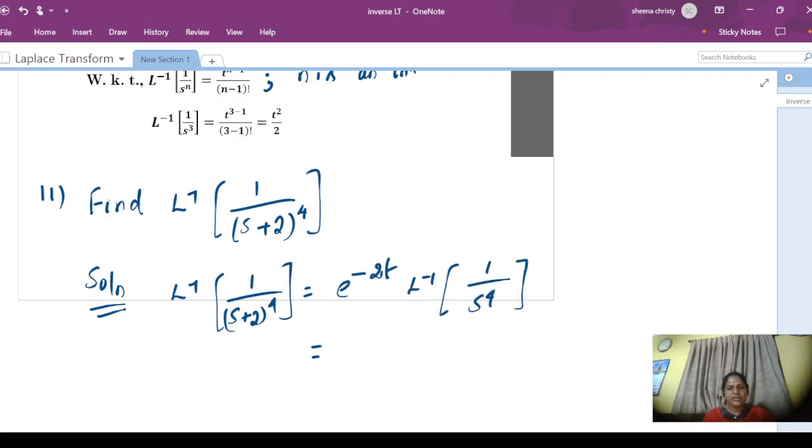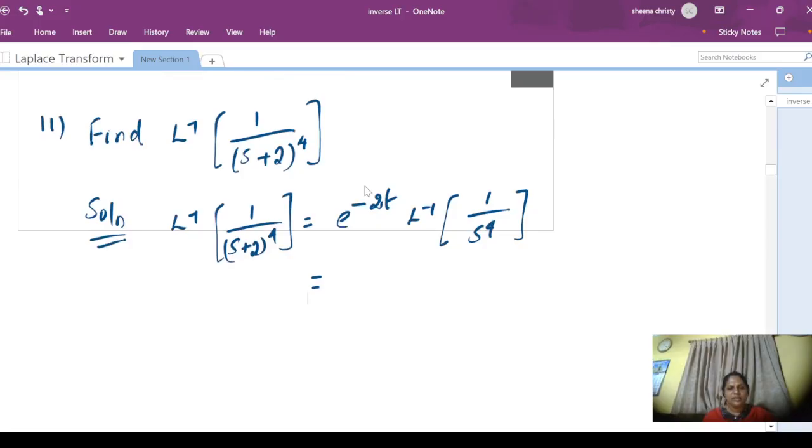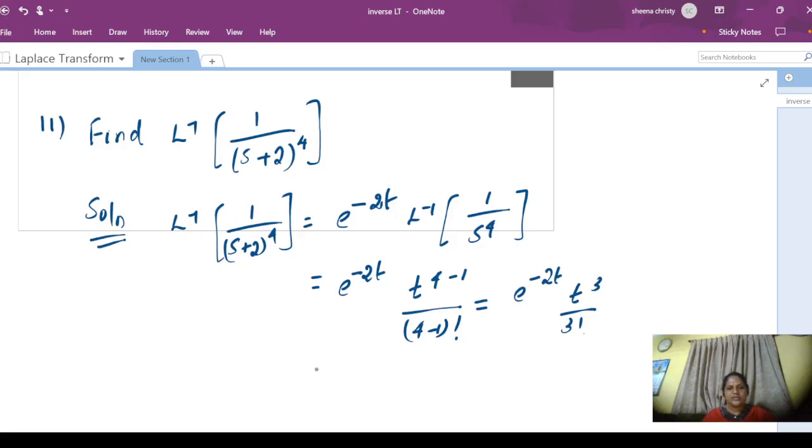So now by making use of the formula, here we have e power minus 2t, t power 4 minus 1 by (4 minus 1) factorial, which gives you e power minus 2t into t power 3 by 3 factorial. This gives you e power minus 2t into t cube by 6. Hope you all understood. Thank you.